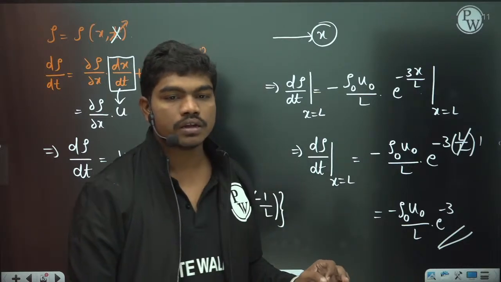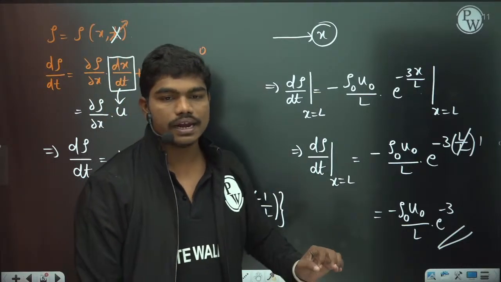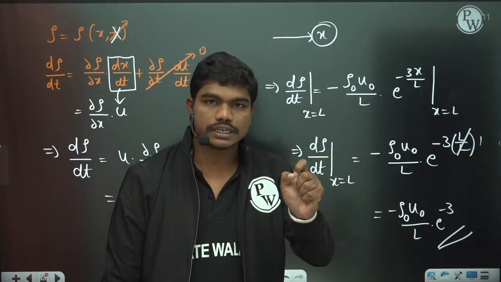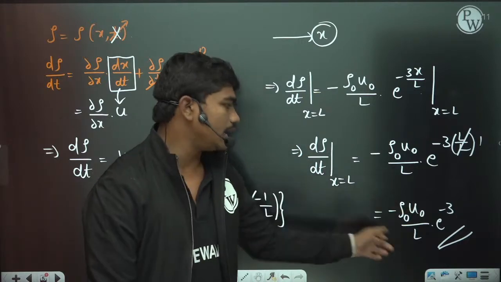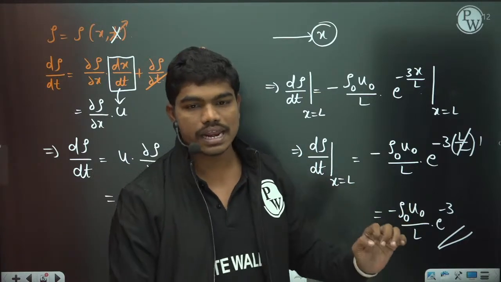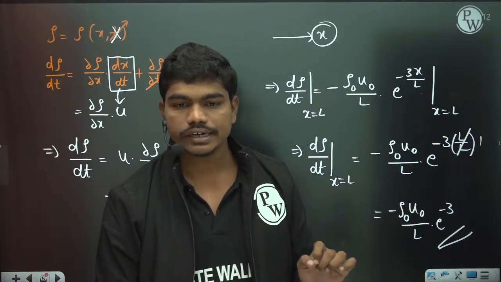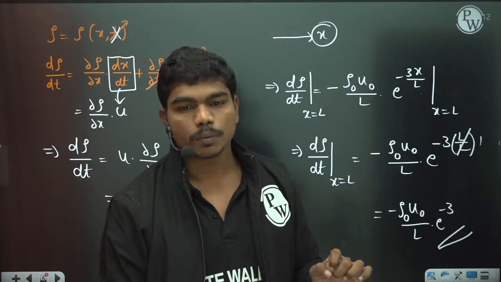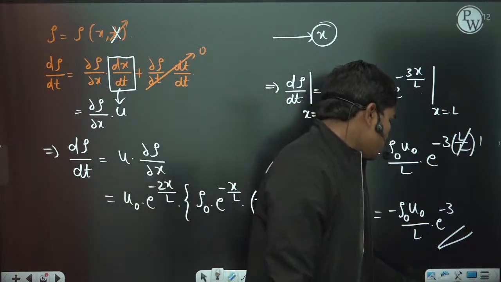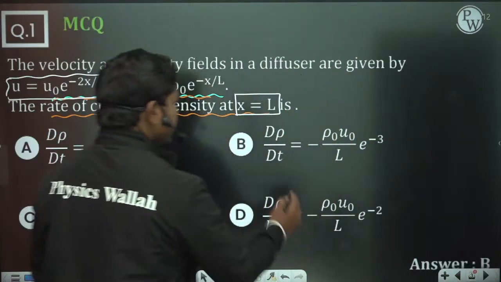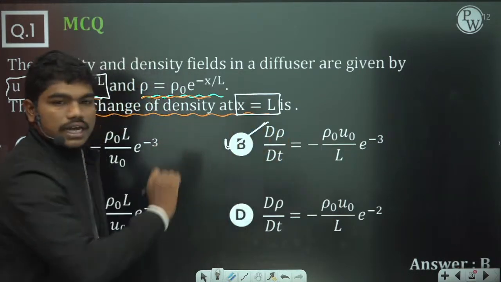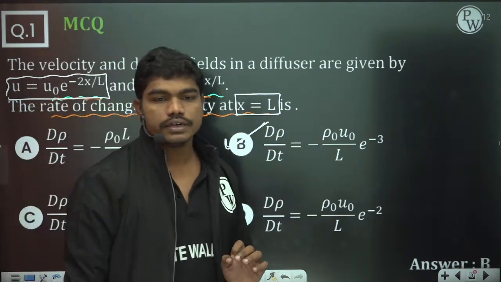Clear? So minus rho naught u naught by L into e to the power minus 3. So at the location x equal to L, the rate of change of density is given by this value, which is minus rho naught u naught by L times e to the power minus 3. Clear? Yes? So please type in the chat box. Is this clear to all of you? So of course the answer for this is minus rho naught u naught by L into e to the power minus 3. So B is the correct answer in this question. Clear? Did you all understand?